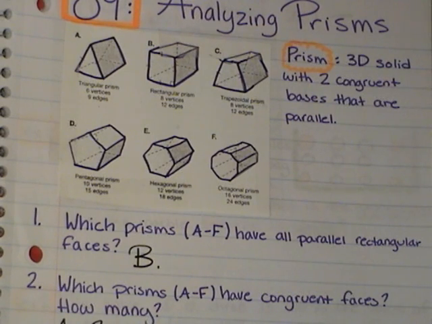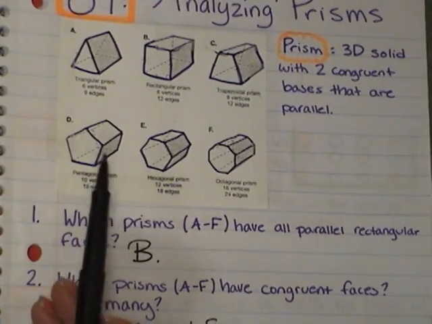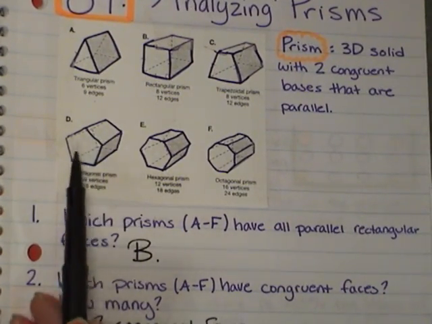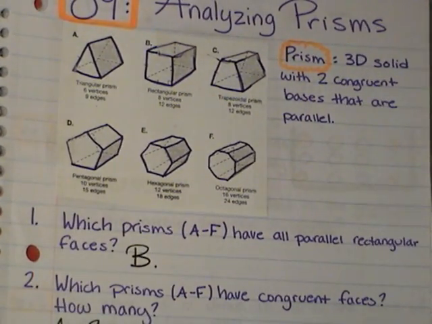Now these are just the faces, they're not the bases. The bases are that shape that we see, but we're talking about the rectangle faces that are congruent. So that would be all of them. So 5, and then 6, and then 8.